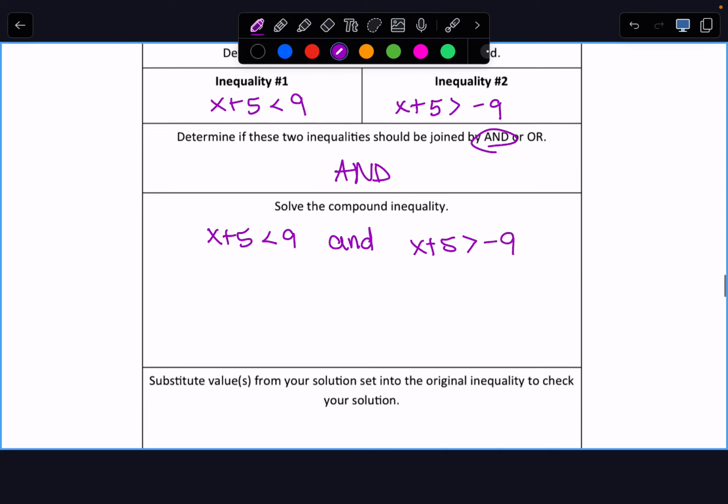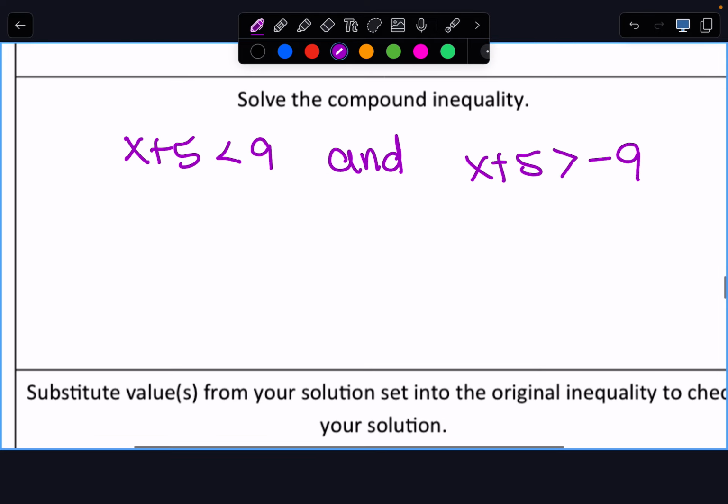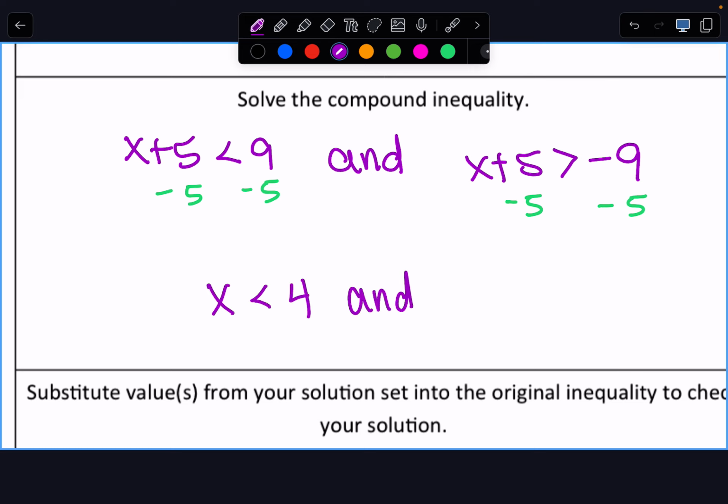Okay, in both cases, what do we need to do to both sides? We need to subtract 5 so that we have x is less than 4 and x is greater than negative 14. Okay. Again, I am totally cool with you leaving your answer like this. But when you have an and statement, it is also okay to make it a sandwich.